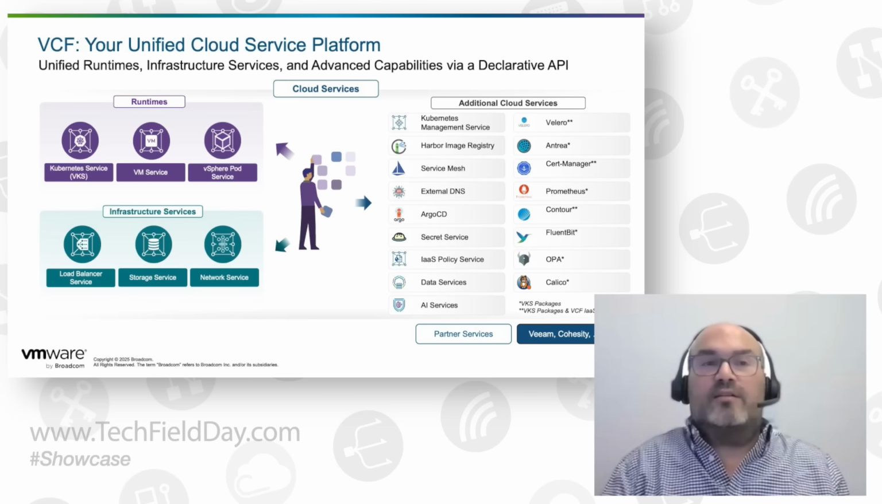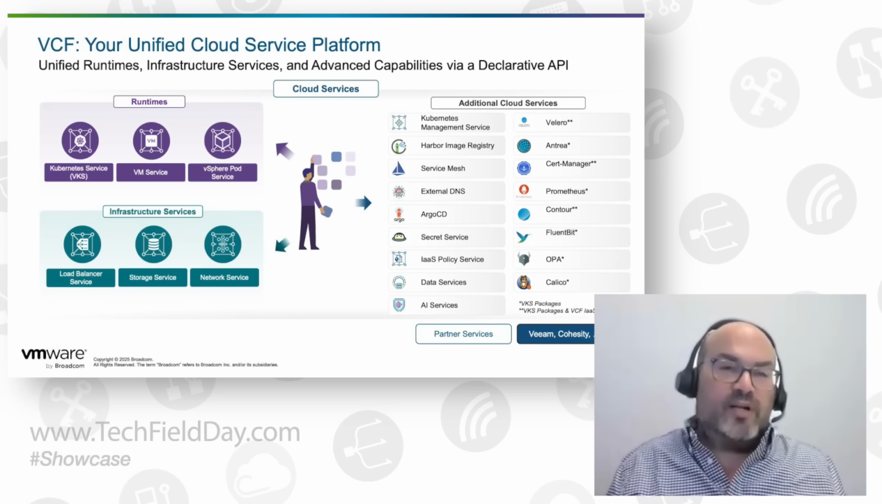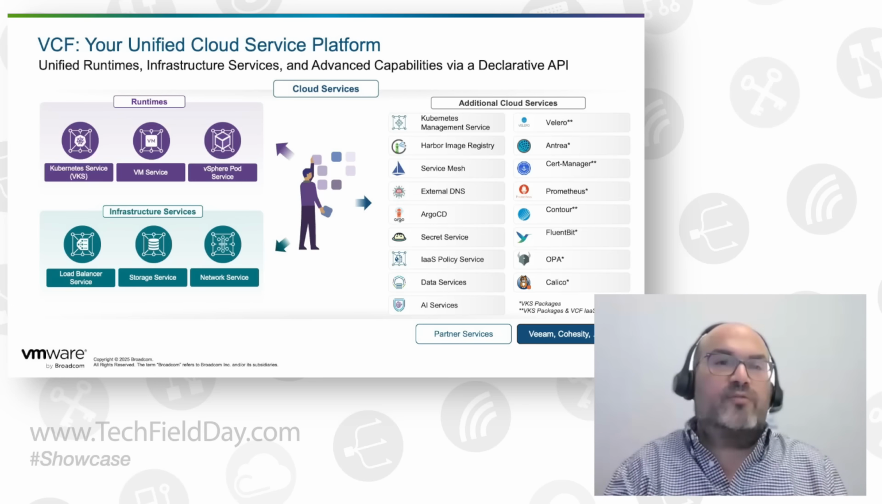So on the left-hand side, on the upper left, you'll see the out-of-the-box standard services, and we're going to look at two of those today, which will be the VKS and VM service. Now, when I say those services, what I mean is, okay, if you take a traditional Kubernetes API, we created, like I mentioned earlier, a custom resource definition around it.